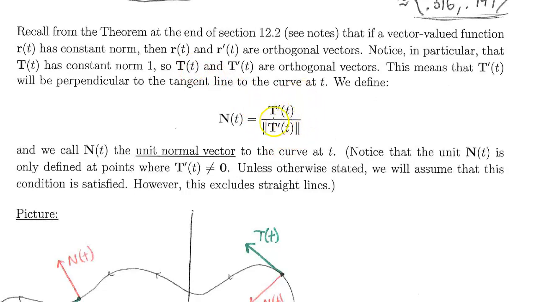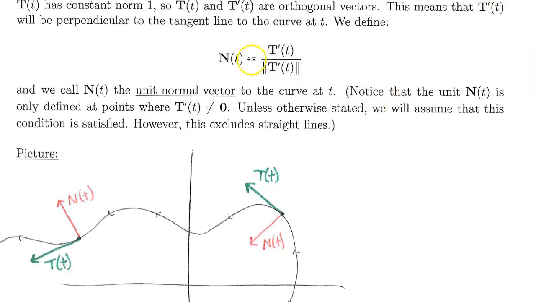So if you take a vector and divide it by its length, you get a vector of length 1. So N of t will be called the unit normal vector, right? It has a length of 1 because you're taking a vector and dividing it by its length. So N of t will have length 1, and it will be orthogonal to T of t.